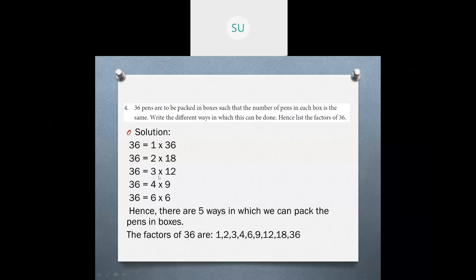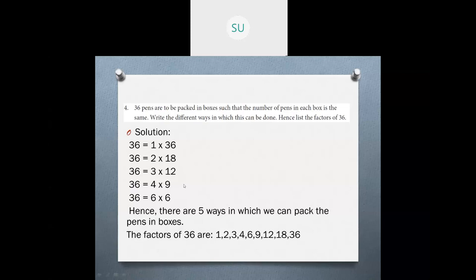Then 36 is equal to 3 into 12. So we can pack 3 boxes with 12 pens each in it. Then 36 is equal to 4 into 9. So 4 boxes with 9 pens each. And 36 is equal to 6 into 6. So 6 boxes with 6 pens each.